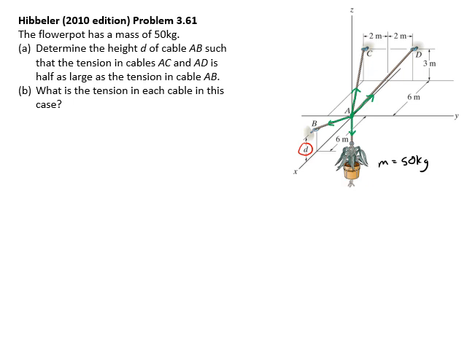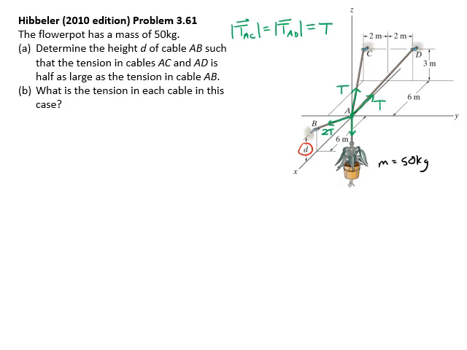Okay, so for those forces, just to save myself some writing, I'm going to call the magnitude of the tension AC equal to the magnitude of the tension AD, and I'm just calling that T. And then there's also the tension in AB. The problem says that the tension in cables AC and AD is half as large as the tension in cable AB, so I'll call this one 2T. So I've got tension AC, tension AD, and tension AB is twice as big.